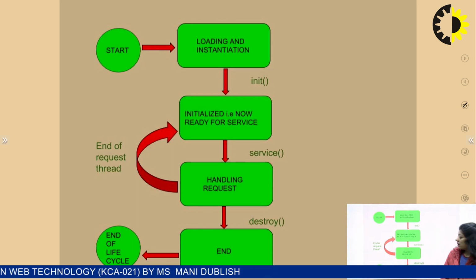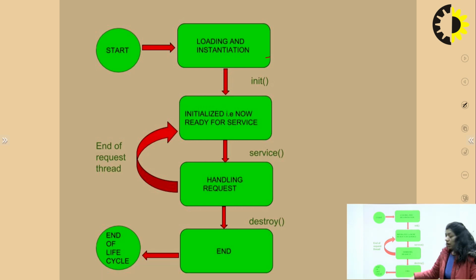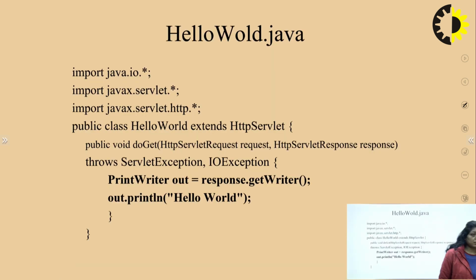So this is the life cycle of the servlet. Firstly, we have start, then loading and initialization. Through init, we initialize the servlet, which is now ready. After that, service handles the request, and then destroy, and end. This is the end of the servlet.